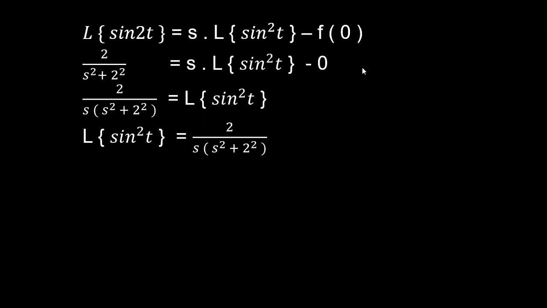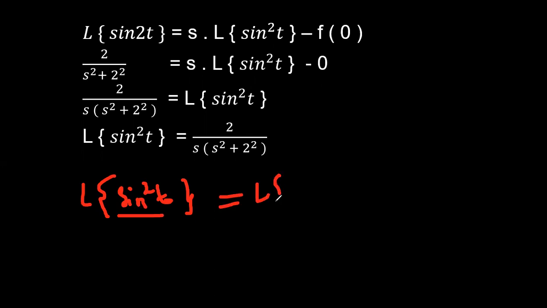So this is the final answer you got for the Laplace transform of sin square t using the derivative function. Okay, using the derivative function. So in another way, how are you going to find this one? Laplace transform of sin square t. This function can be converted to Laplace transform of (1 minus cos 2t) by 2.